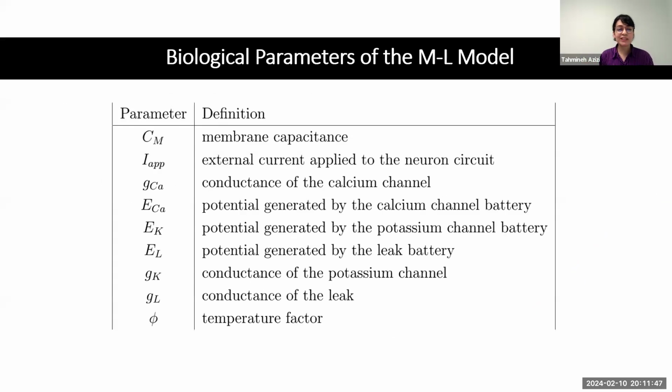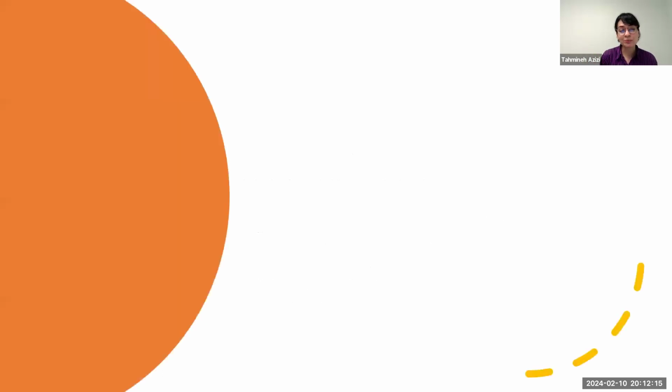So this is the list of biological parameters for the Morris-Lecar model, and maybe we can talk about them later on. But we are interested in applied current. We are going to change it to see what is going to happen to the dynamics or behavior of the neuron cell. The capital C here is the membrane capacitance. And also we have the temperature factor, which is interesting: what is going to happen to the behavior of the neuron when we change the temperature?